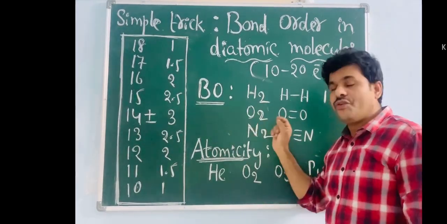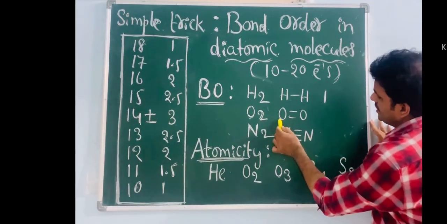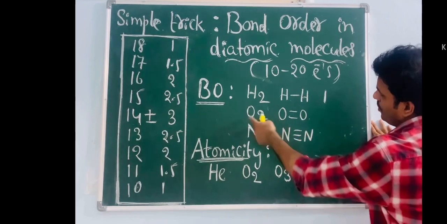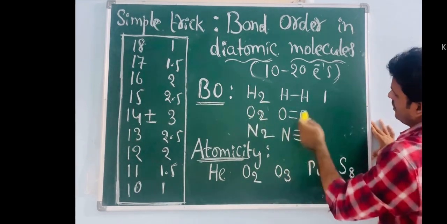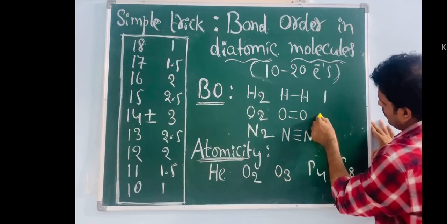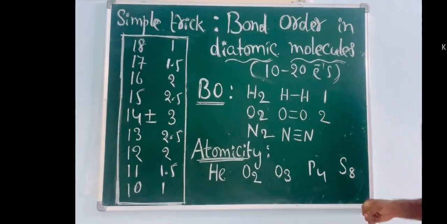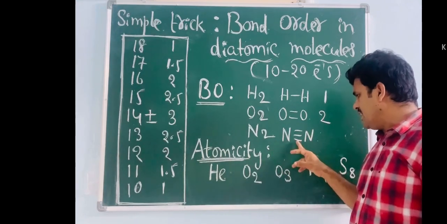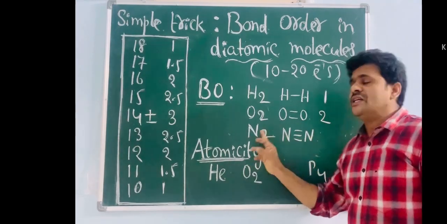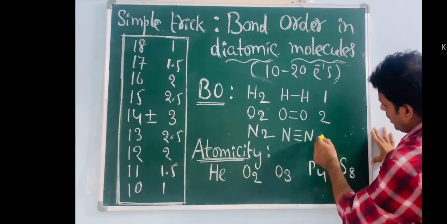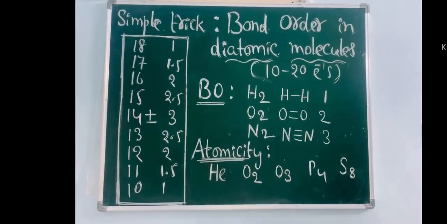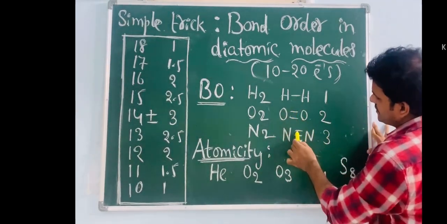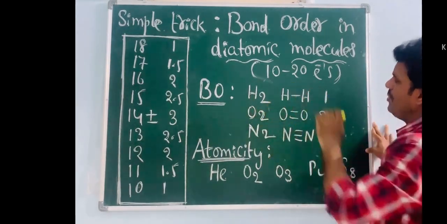Next one, for the oxygen molecule, between the two oxygen atoms there are two bonds present. So that's why the bond order of the oxygen molecule is 2. Next one students, in the nitrogen molecule, between the two nitrogen atoms there are three bonds present. So that's why the bond order for the N2 molecule is 3. So this is bond order. Bond order is nothing but the number of bonds between two atoms in a molecule.